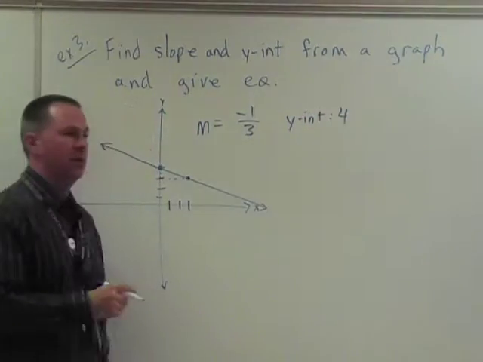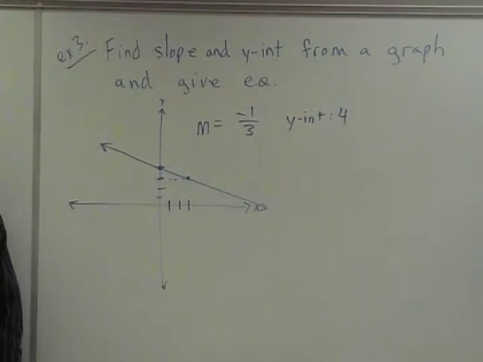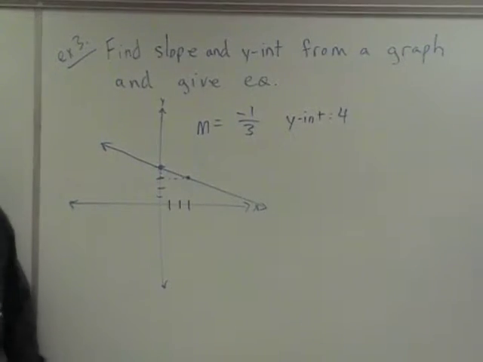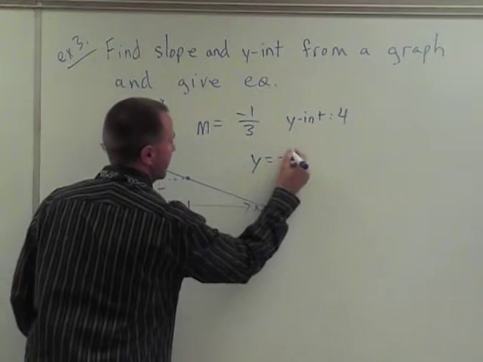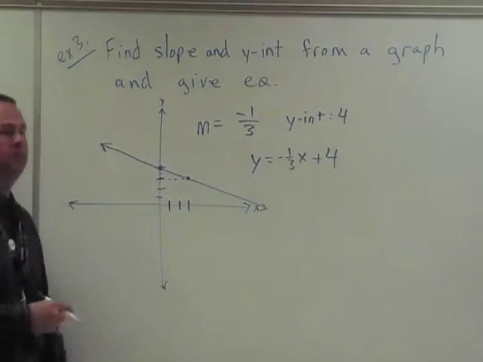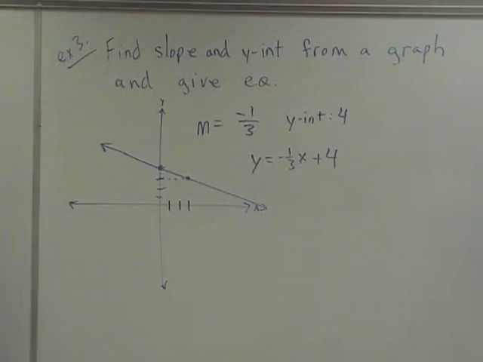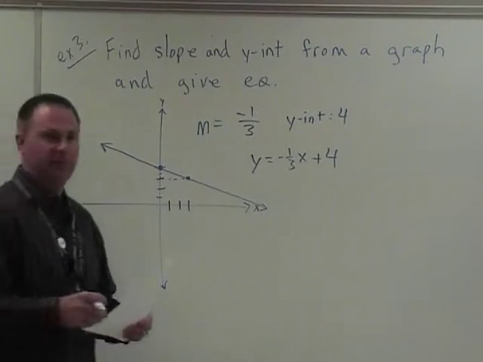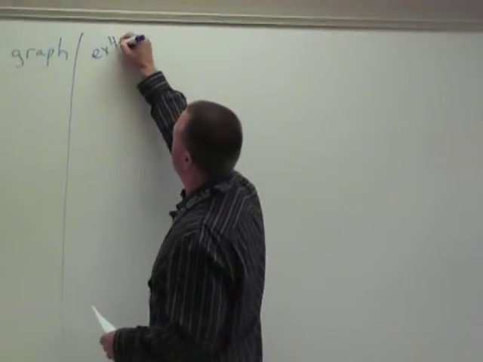Now, what's the equation? Taylor? Y equals -1/3x plus 4. Okay, y equals negative 1/3 x plus 4. It's pretty nice if you know what the y-intercept is. What if you don't? Then you continue the line until it hits the y-axis. Example 4.